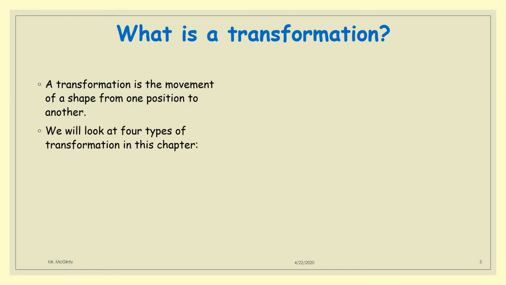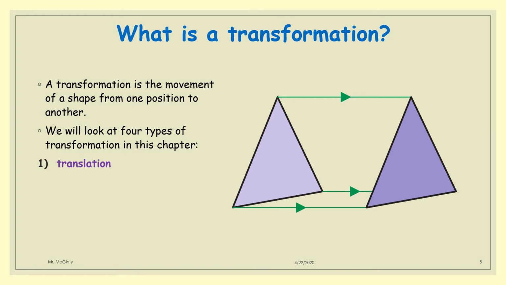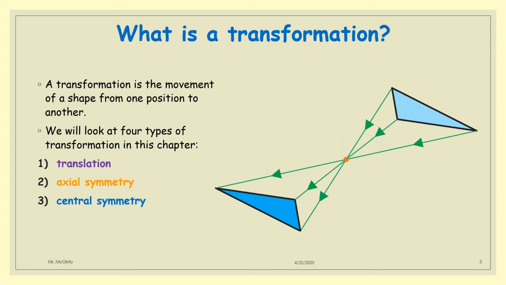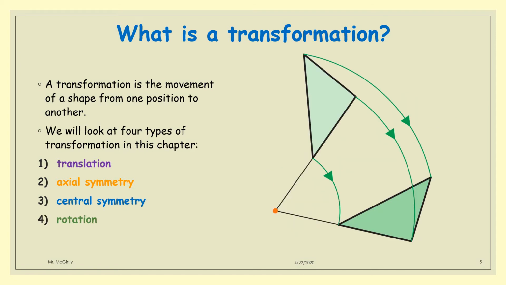So we look at the 4 different types of transformation in this chapter. The 4 types are: number 1, a translation. So you have a triangle and you're just moving it straight across in one direction. Axial symmetry, just using an axis. Central symmetry is using a point or a centre. And rotation is just rotating an object around a point.